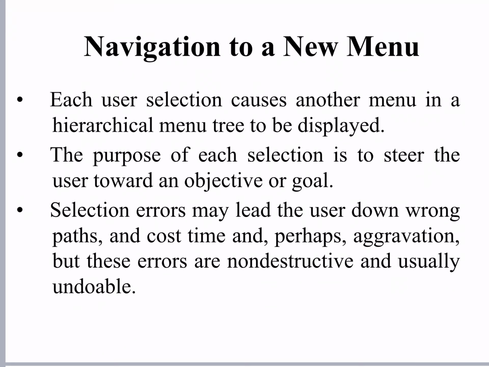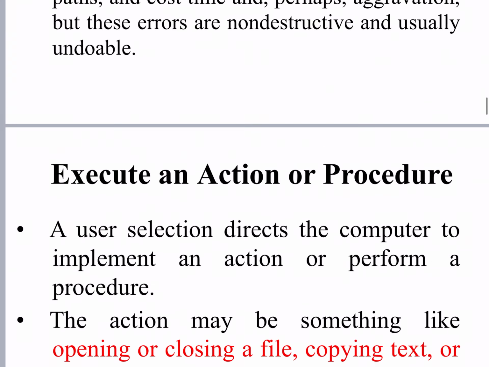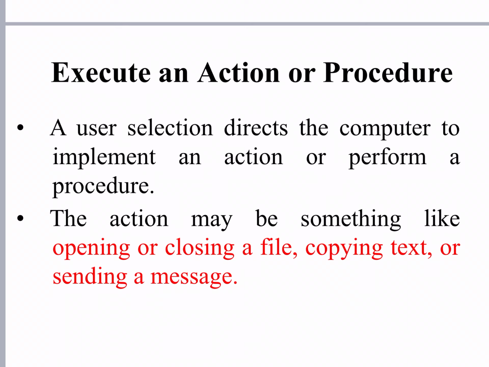Each user selection causes another menu in a hierarchical menu tree to be displayed. The purpose of each selection is to steer the user towards an objective or goal. Selection errors may lead the user down the wrong path and cost time and perhaps navigation, but these errors are non-destructive and usually undoable. Execute an action or a procedure.